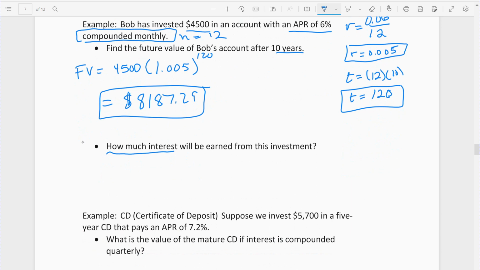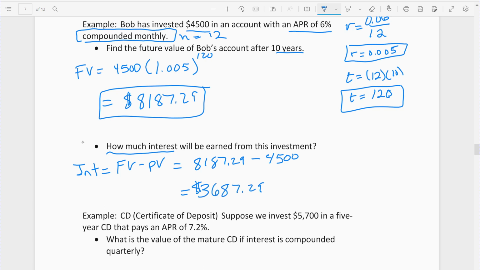Alright, so of that $8,187.29, how much interest did we earn? Well, again, whether we're compounding once a year or 12 times a year, interest is found the same way. It's always the future amount minus the present. How much we have at the end of the time minus how much we invested. The difference is the interest we earned over those years. And so $8,187.29 is how much we had after 10 years. Bob put in $4,500, which means the difference is the extra, right? The amount of money they earned on their investment, which was $3,687.29. That's the reason why you invest, right? You earn money on your money.